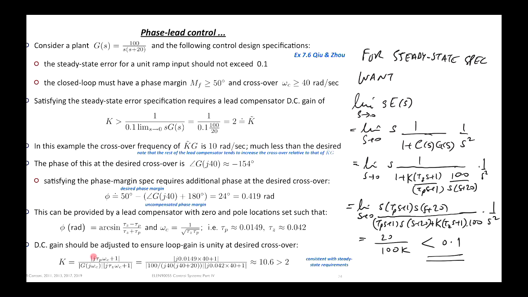If you just rearrange this, what we're really saying is k times g at the crossover frequency, times the zero of the compensator evaluated at the crossover frequency, divided by the pole of the compensator evaluated at the crossover frequency, equals 1. That's all this equation is. So we're just using the definition of crossover frequency to determine this parameter. We get a number that is consistent with our steady state specification, so we should be done.